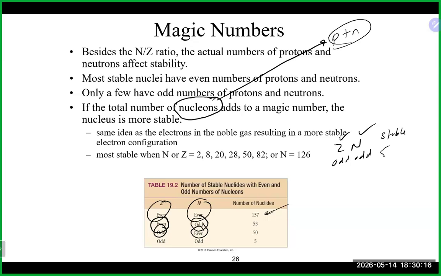They are stable when it adds up to a magic number. The nucleus is more stable, kind of like noble gases. This is a really stable electron configuration. It is most stable when you have neutrons or protons that equal 2, 8, 20, 28, 50, 82. And your magic number there is 126 for neutrons. So that's, again, just some stable numbers that you sometimes can come across. Again, neutron to proton ratio is probably a really good thing to look at. And again, even, odd, that's also a pretty good thing to look at.